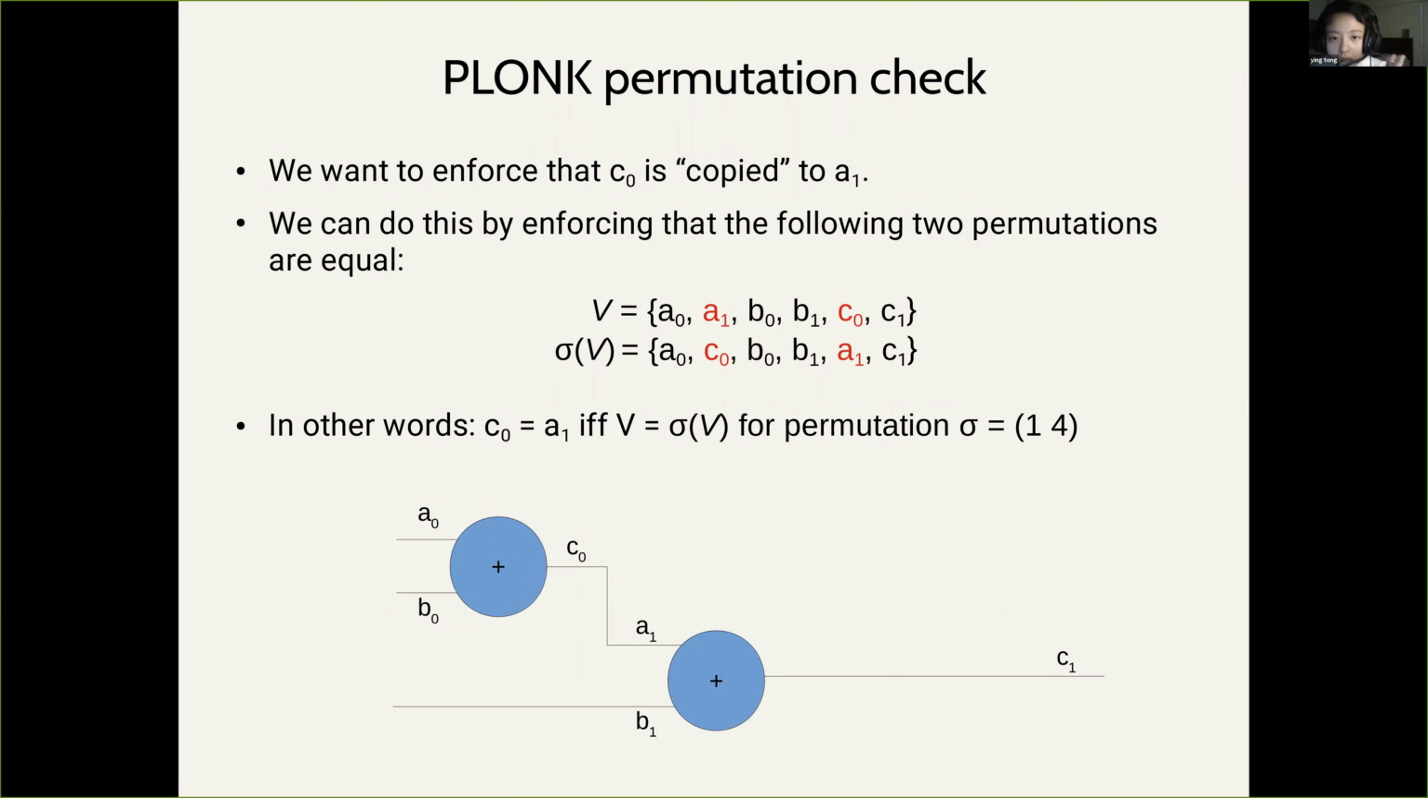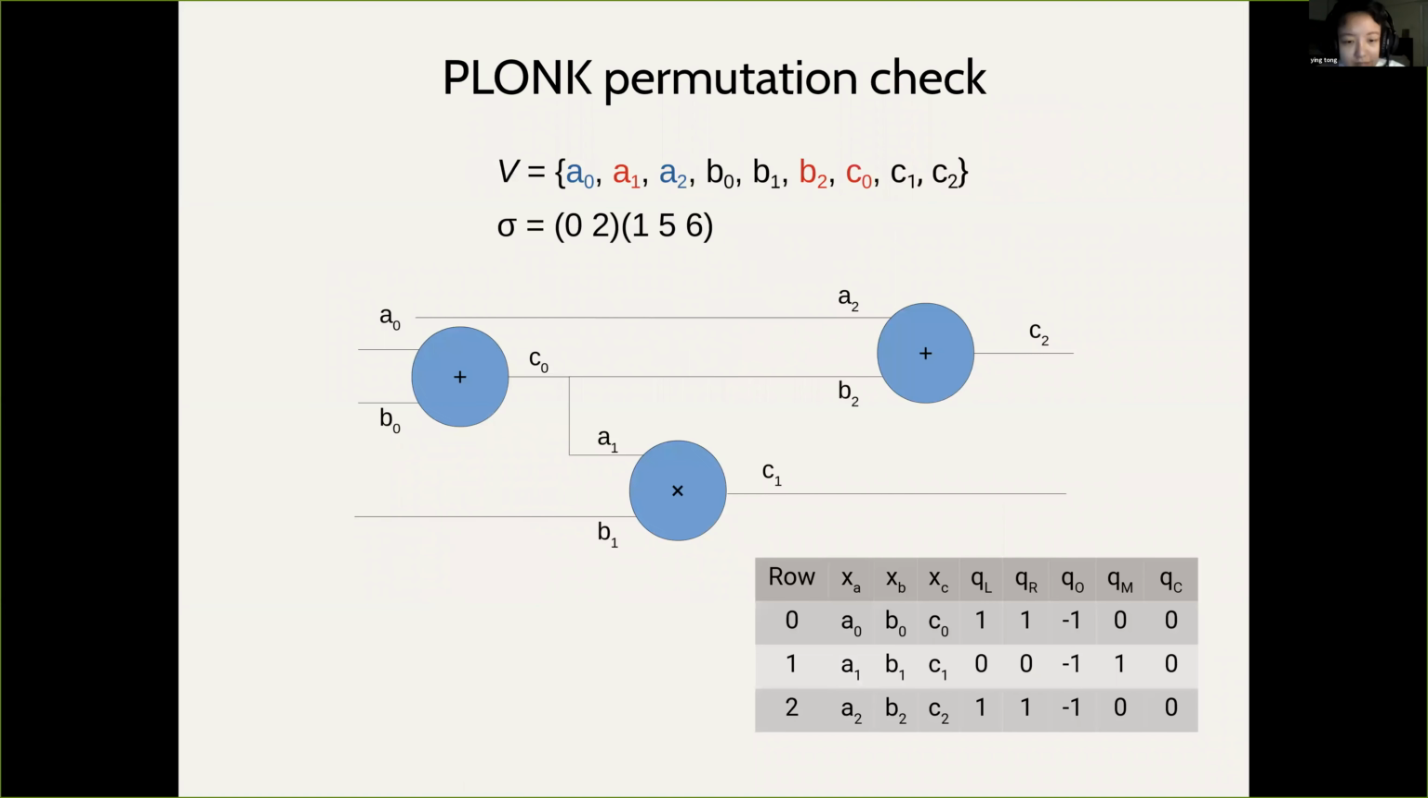when we're copying values. Sigma V is the set of values where we have swapped A1 and C0. So if the values are really the same, then we shouldn't be able to tell a difference between V and sigma V. In other words, the permutation sigma leaves this set of values unchanged. And we can see an even more complicated example on the next slide, where we can have more than one copy constraint, and cycles can be longer.